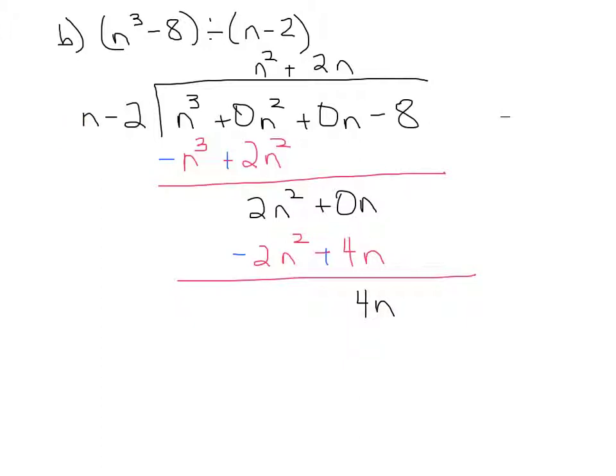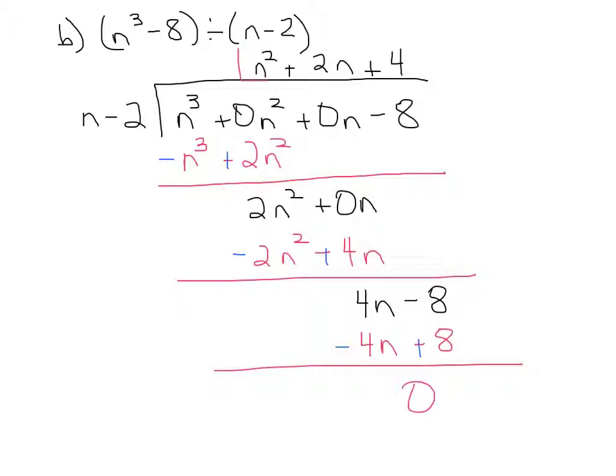N goes into 4n 4 times. Multiplying 4 times n gives us 4n, and 4 times negative 2 gives us minus 2. And I forgot to bring down my negative 8 here. Okay, so 4 times n gives us 4n, and then we have minus 8. We change the signs and add, and we have no remainder. So this is our final product, and I'd like you to check that by multiplying using the box method.